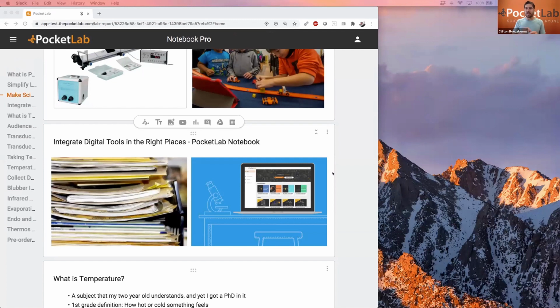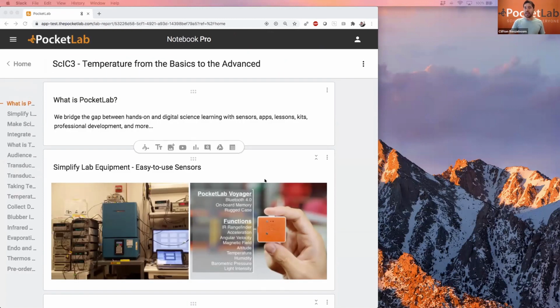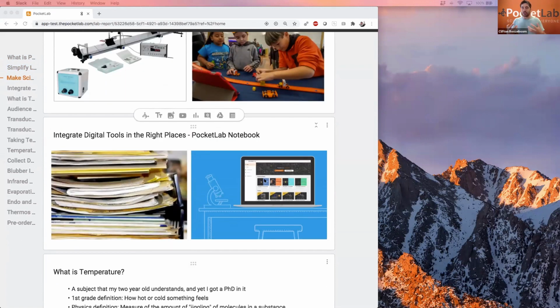The last thing I want to touch on is integrating digital tools in the right places. We like hands-on, we like doing stuff physically, but there are also times and tools where you need to do things digitally. What you see on the screen is our digital lab notebook, and this is an example of how we do science. This enables things like remote collaboration, having a big repository of resources that you can pull through and then send to your students. So we want to put digital tools in just the right places, but not all digital, because some stuff is way better in an analog, hands-on way.